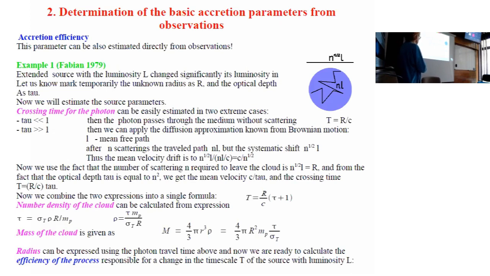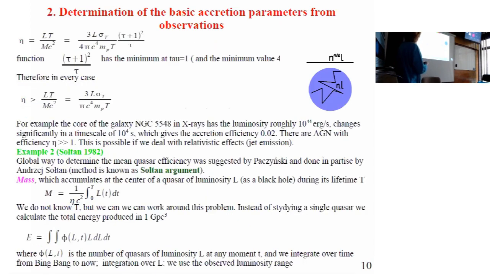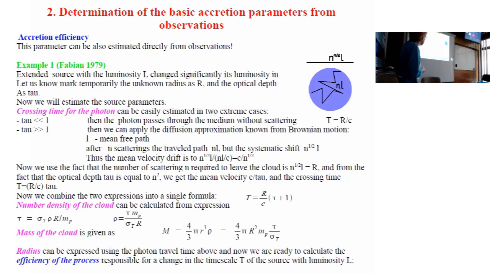Now we express the radius of the photon, and we start with the expression for the efficiency. So this is the luminosity times this crossing time divided by mc squared, and we put what we had before. So tau plus 1 appeared here. I hope I did not make a mistake in this derivation, although I'm not quite sure. Perhaps you can check it later, because if I start checking now, then we will spend quite some time.